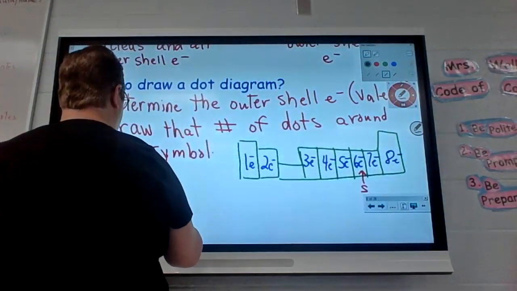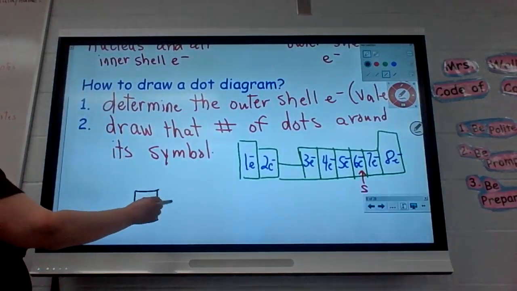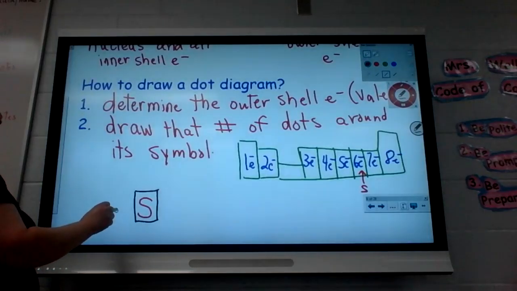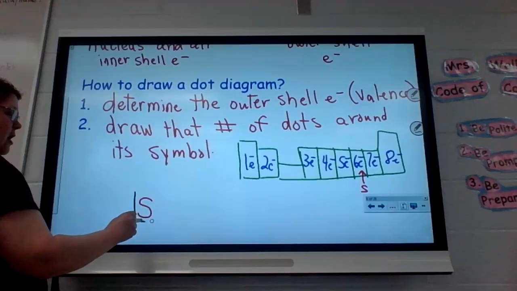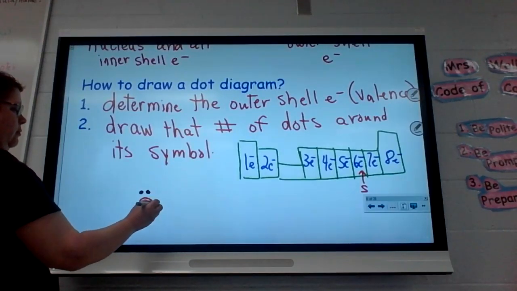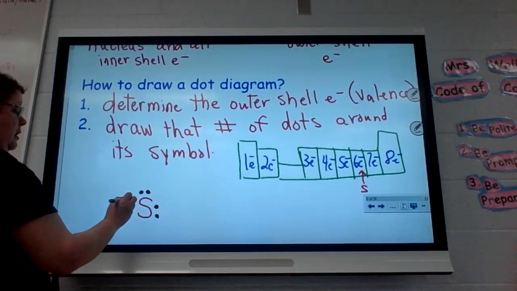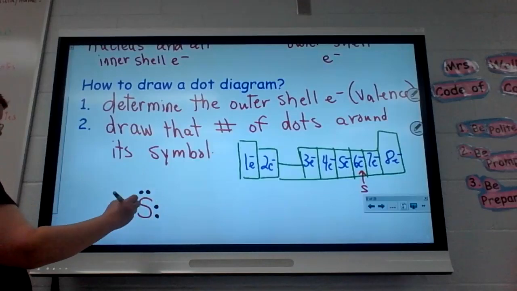Now, sulfur, I want you to envision in your mind, I don't want you to actually do this, but I want you to envision there are how many sides around sulfur? 4. I don't want you to draw a box, okay? I just want you to envision 4 sides. All right, so when you draw your 6 dots, you can draw 2, 2, and 2. Doesn't matter which side they're on.